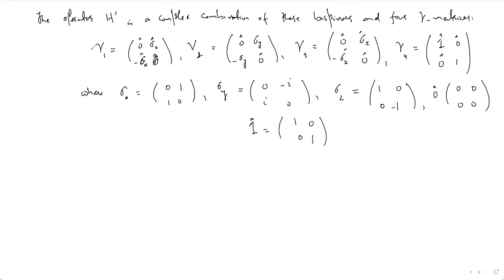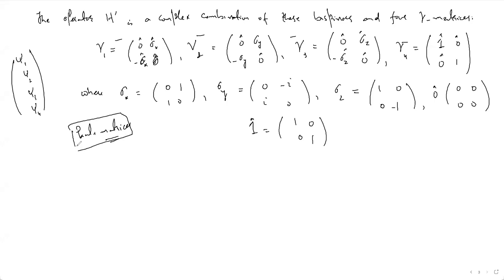Now the operator H dash is a complex combination of the bispinors I just wrote, psi 1, psi 2, psi 3, psi 4, combined with the gamma matrices. These are the gamma matrices 1, 2, 3, and 4, where values like sigma x, sigma y, sigma z are given by these particular values. I don't know whether you have studied Pauli matrices. You have studied them? Yes or no? Yes, sir.